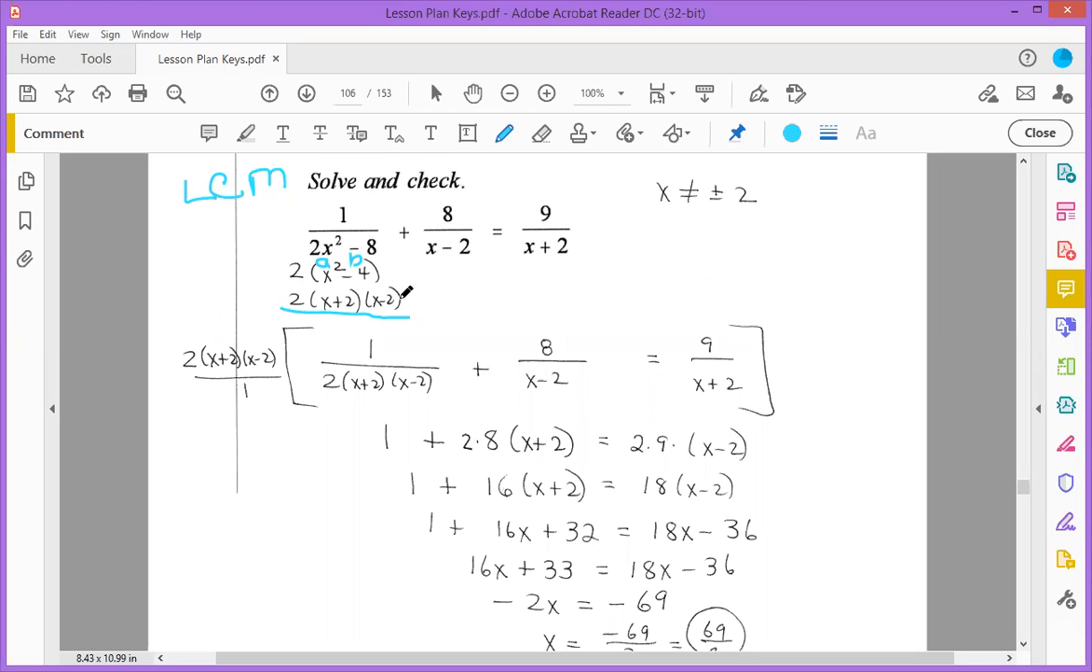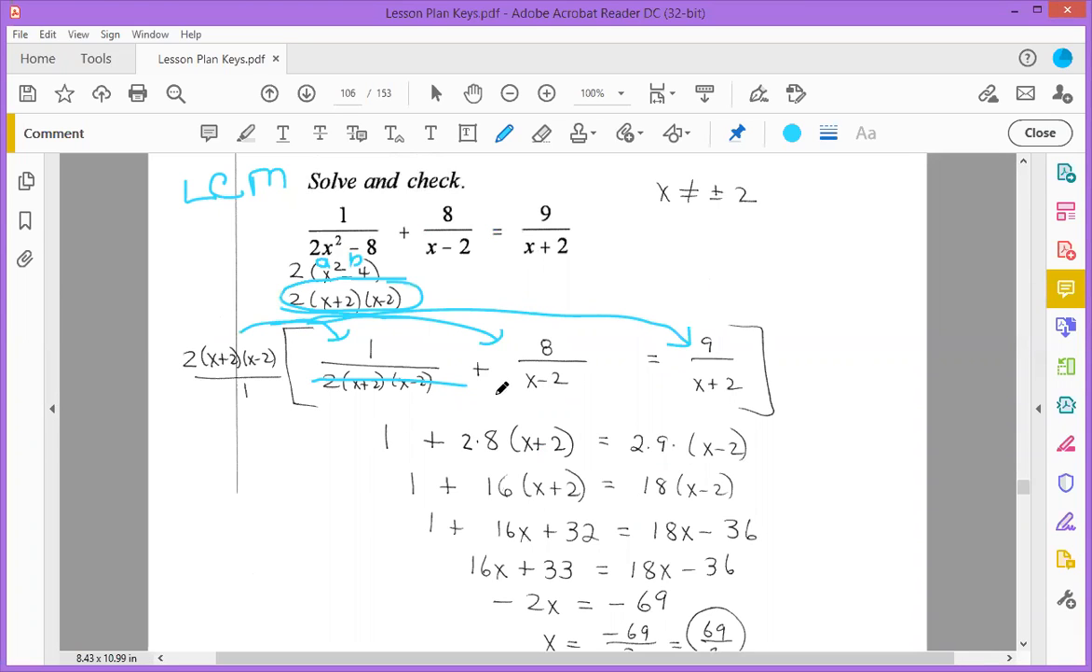So together, this 2 times x plus 2 times x minus 2 would be our LCM that we're going to use to multiply each of the terms in the brackets by. So each of the terms we're distributing here, when we multiply that first term, 2 times x plus 2 times x minus 2, that denominator is going to cancel. And that leaves us with 1 in the numerator.